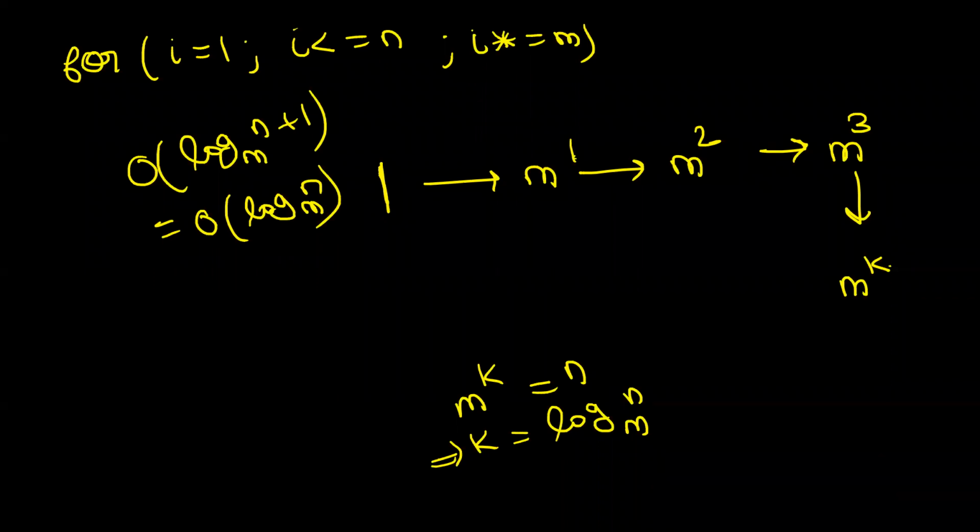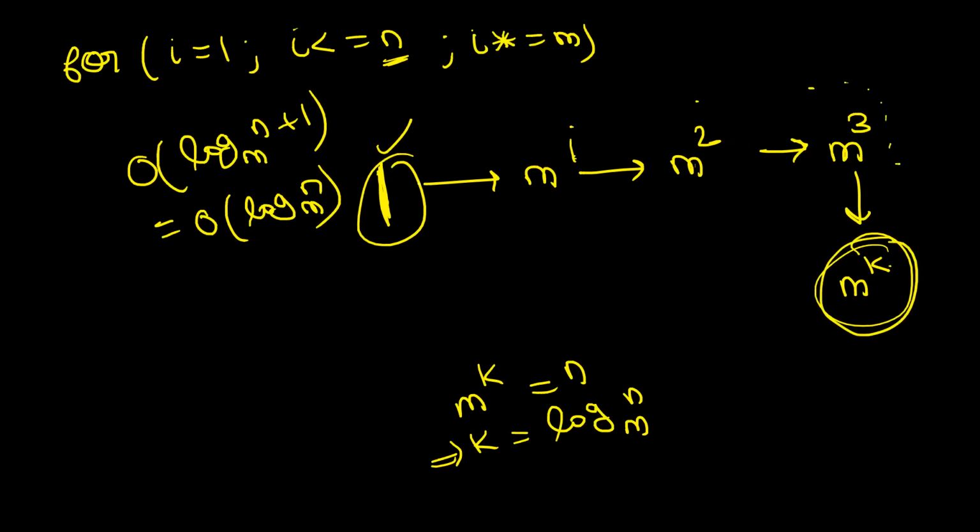Is it making sense? See, first of all, I had a value 1, then it went to m raised to 1, then m square, m cube, till m raised to k. And m raised to k should be equal to n. This will be the terminating condition. So find out k. And how many times has the loop run? 1, 2, 3, 4, 5, 6, 7, 8, 9, 10 till k plus 1. These are k steps plus 1. Okay. Cool. Let's move ahead.